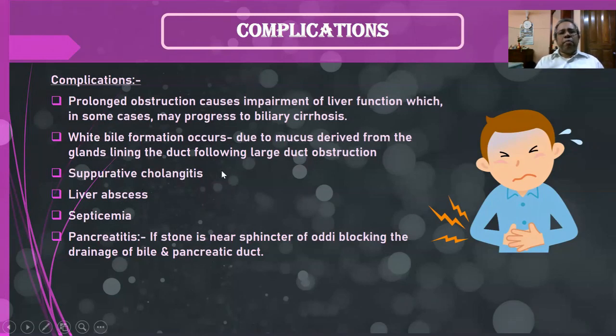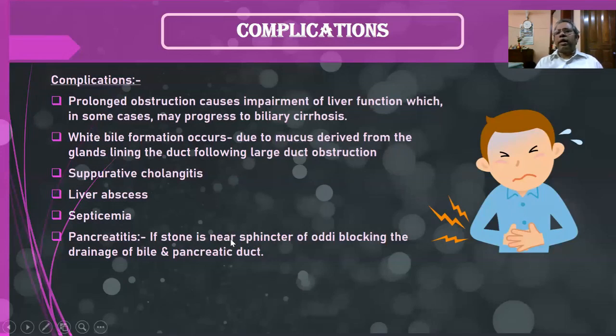And if a single duct is obstructed, or two ducts, or three ducts, the patient may subsequently develop a liver abscess. Or there is stasis causing infection, that infection goes into the blood, and the patient presents to you with complicated septicemia.